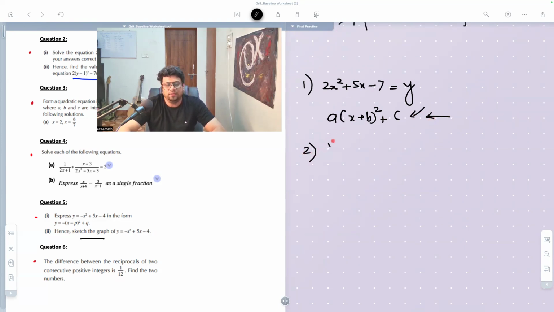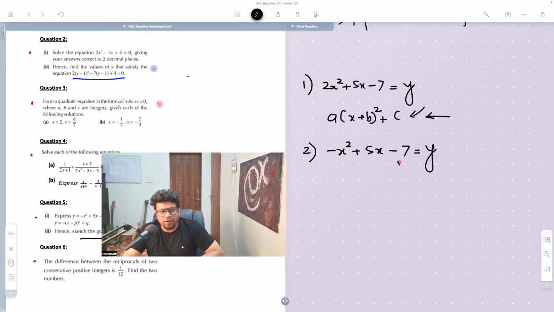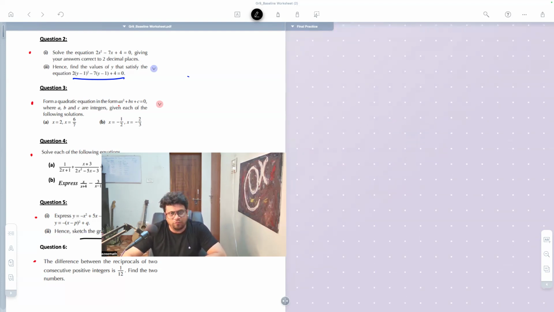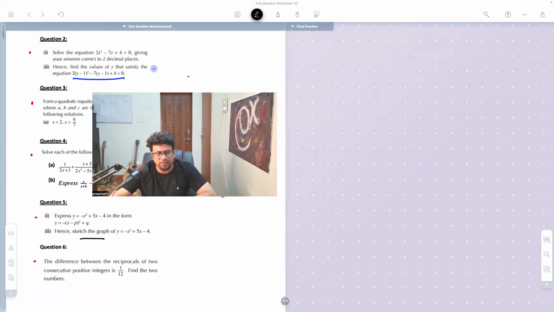Let's give you another one. We can do a negative x square plus 5x minus 7 maybe. Let me just check once if it is really something that you would want to do. Well, let's not do a minus 7. Instead, let's do a plus 7 here. That's better. And these two questions, again, bring them to a times x plus b square plus c form, and then sketch them out. That's for your practice. Do it later. And then we're going to move on to the word problems in the worksheet.